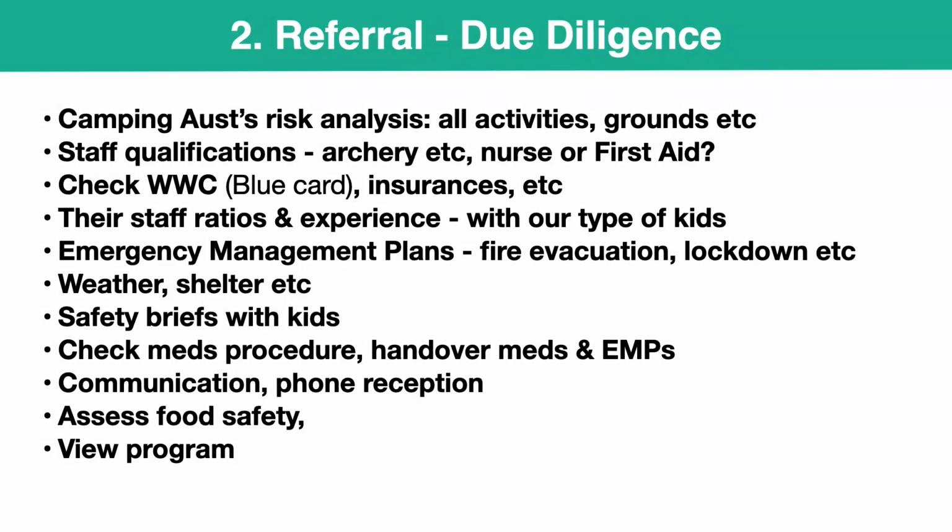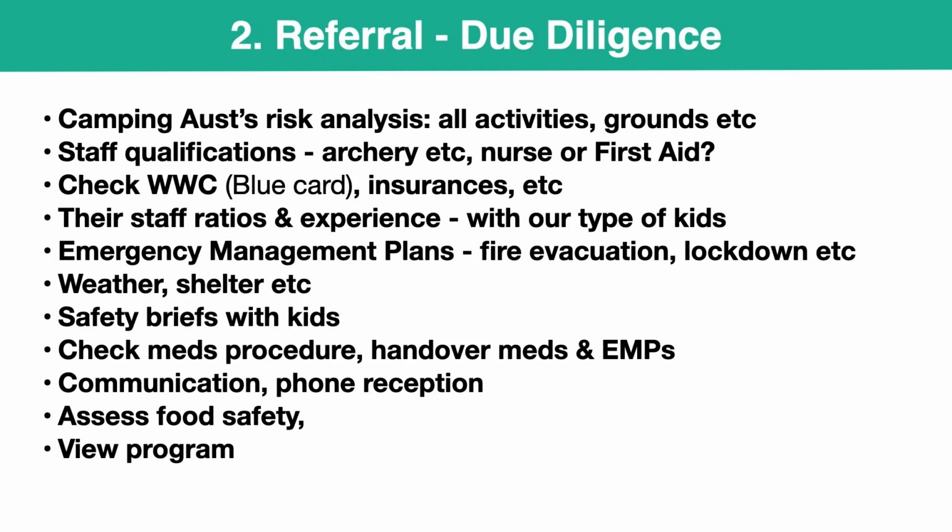Do they do a risk analysis? Have they had their activities and grounds checked for risks? What are their staff qualifications like, particularly in the area of working with children? Do they have insurances? Do they have a record of good, safe service delivery? What are their staff ratios like? Do they have experienced staff, particularly with your students who do have those two conditions, allergic to peanuts and ADHD?